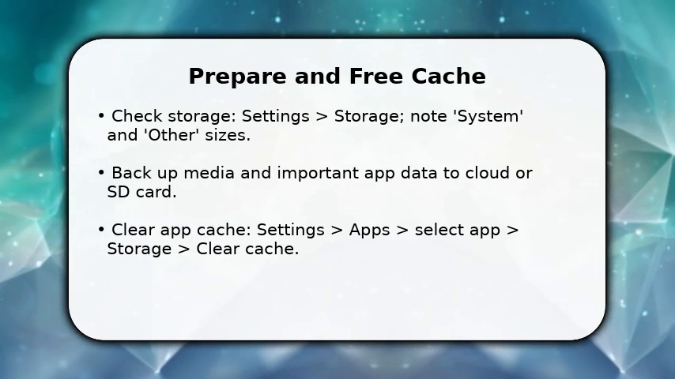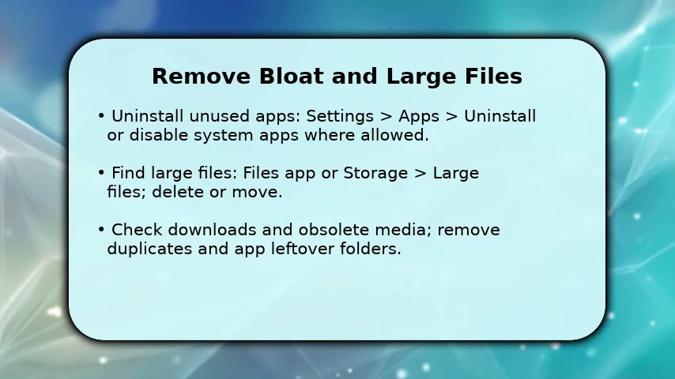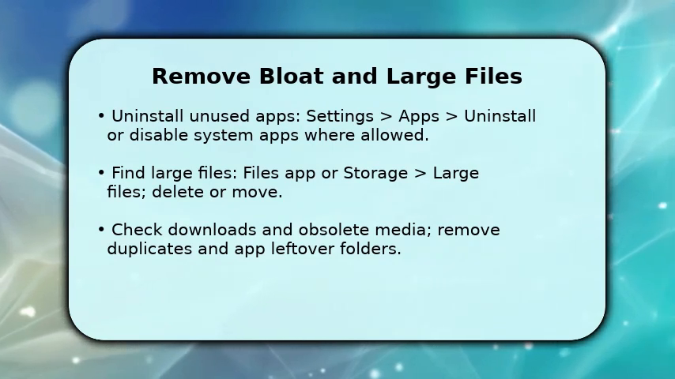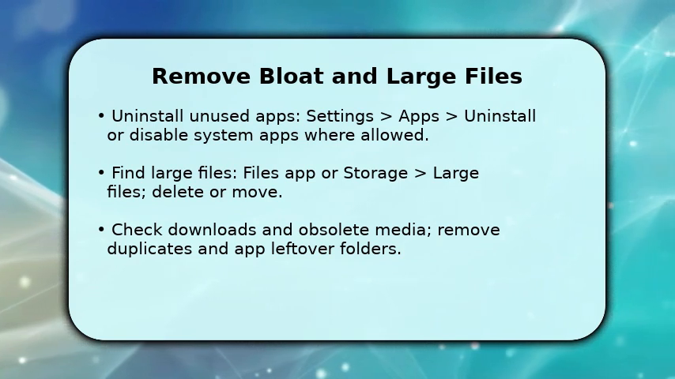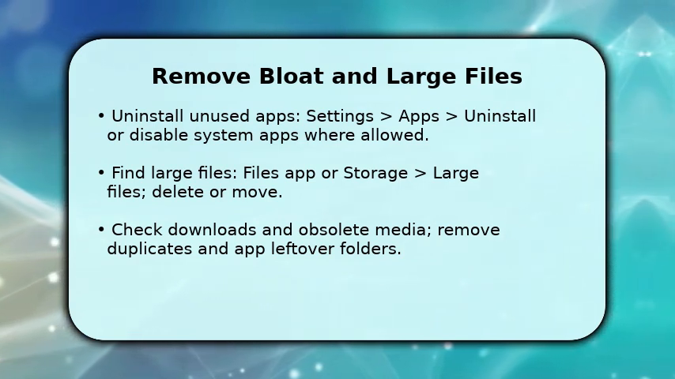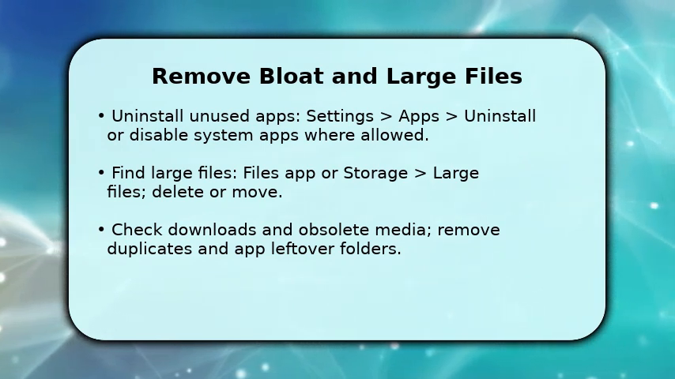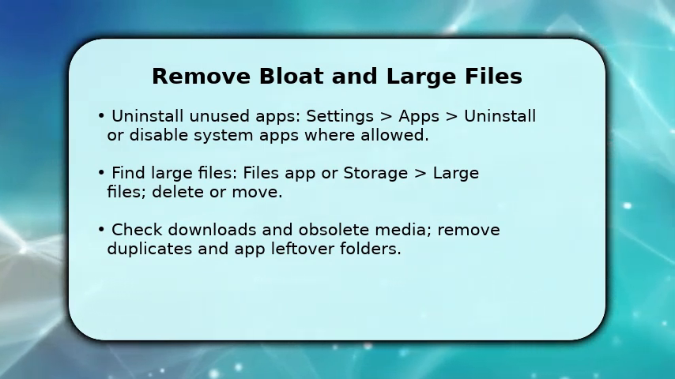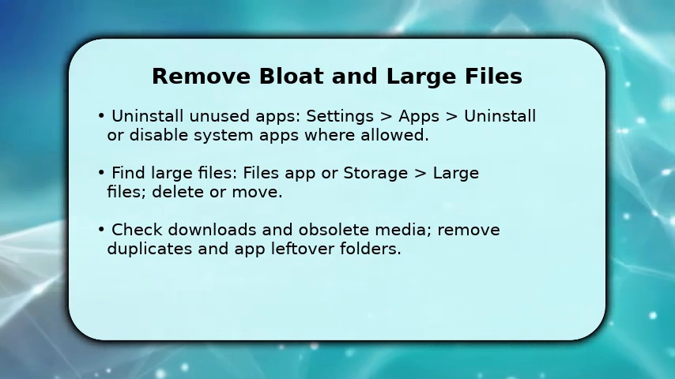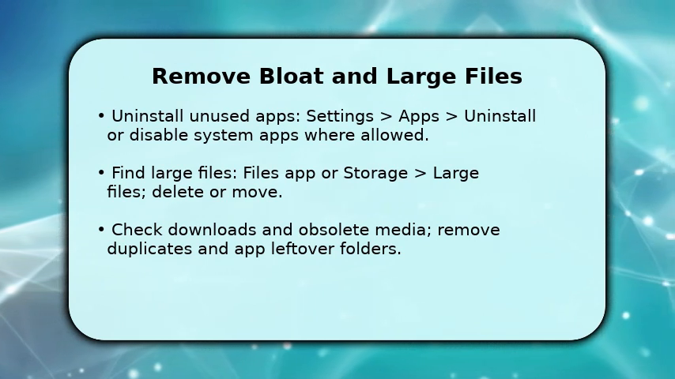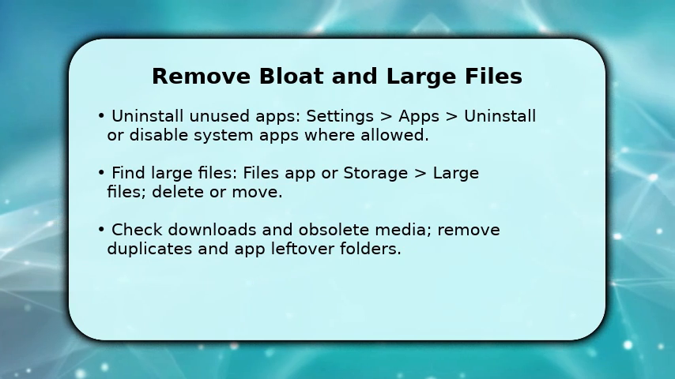Next, you remove the heavier items that actually reclaim persistent storage. Use the Files or Storage tool to list large files, sort by size, and either delete or move them to backup. Uninstall apps you no longer use, and disable non-removable system apps where settings permit. This reduces system data growth over time. Make sure to check the Downloads folder and app-specific folders for leftover media or duplicate files, because those often silently consume tens or hundreds of megabytes.